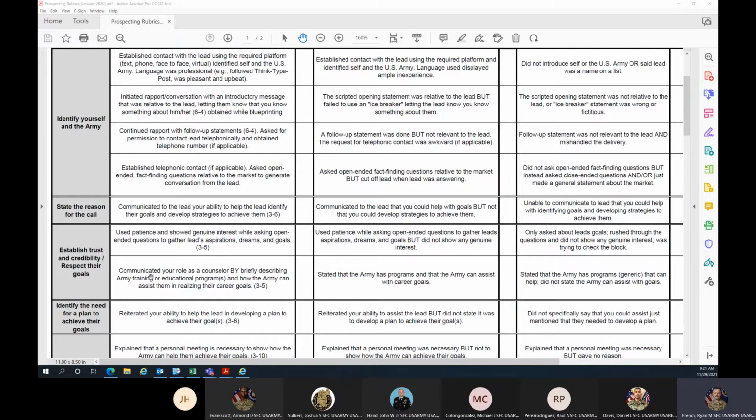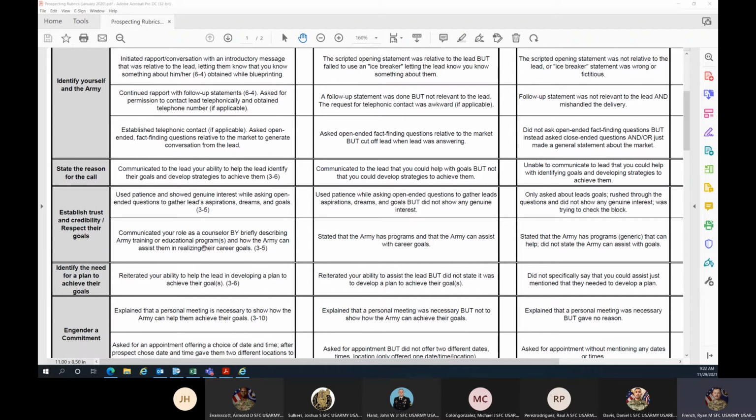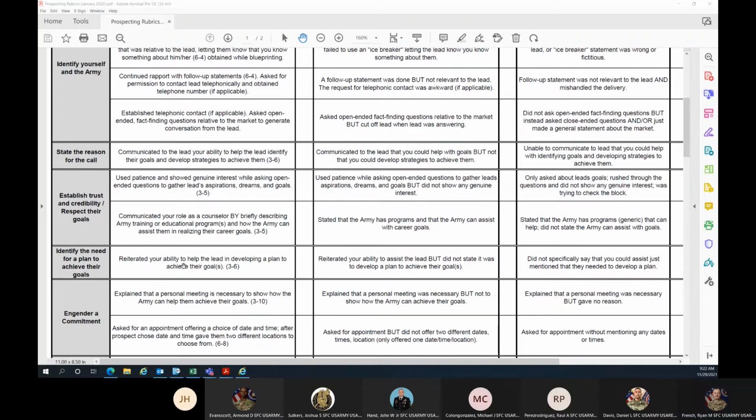You have to briefly describe Army training or educational programs and how they can assist them. So you can't just say, well, we have tuition assistance and the GI Bill. No, you have to say how tuition assistance would help them, how the GI Bill would help them before you move on, right? So after you tell them how those two programs, two options, two benefits would be able to help them, you're going to reiterate your ability to help them in developing a plan, right?